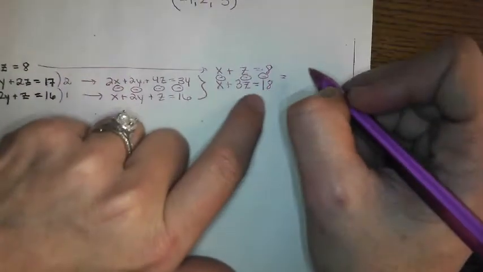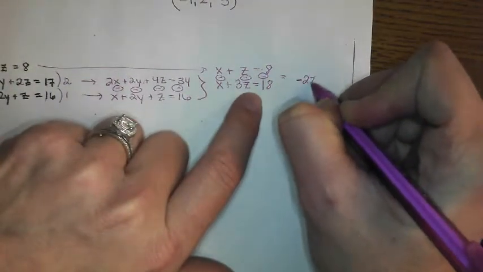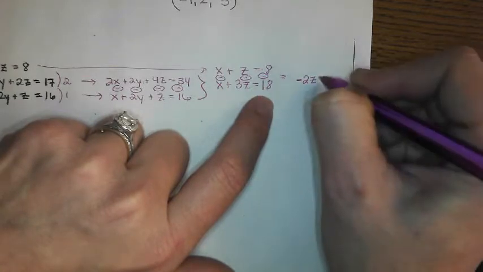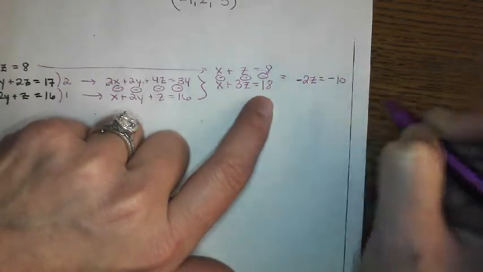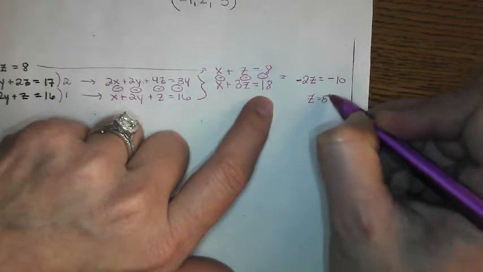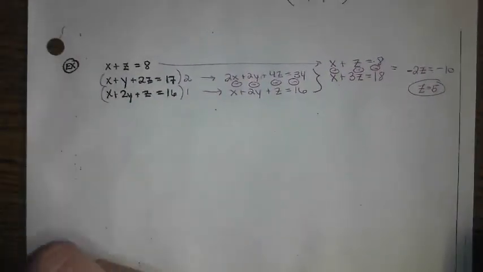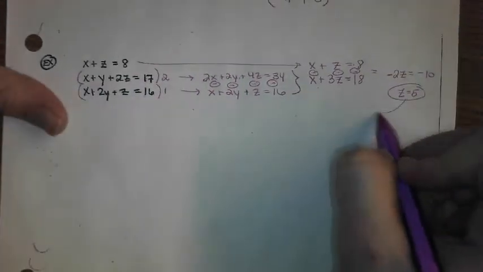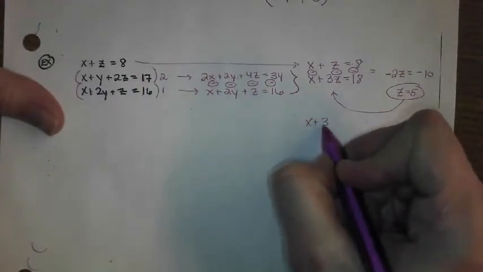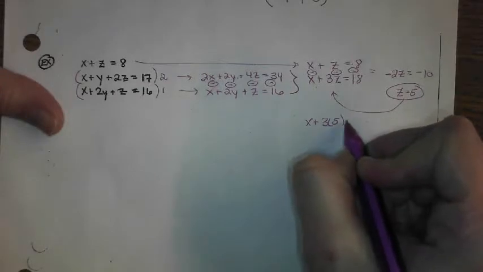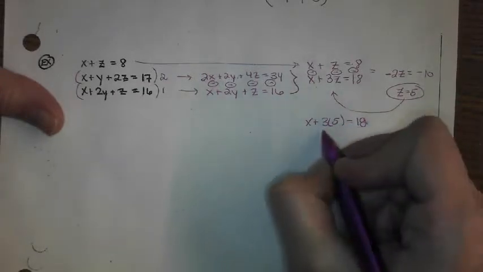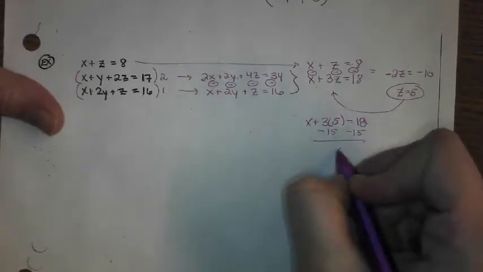So we get 1 minus 3 is negative 2z. 8 minus 18, negative 10. So z equals 5. Once you have that, go back. X plus 3 times 5 equals 18. Subtract your 15. We see that x is 3.